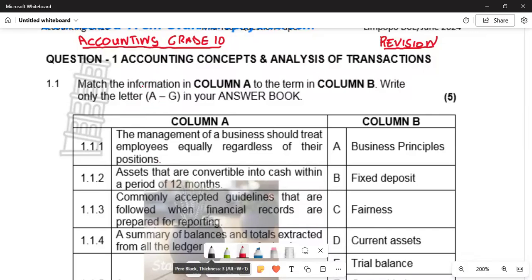I want us to do a revision in relation to our Accounting Grade 10, which will also help us for the upcoming exams.